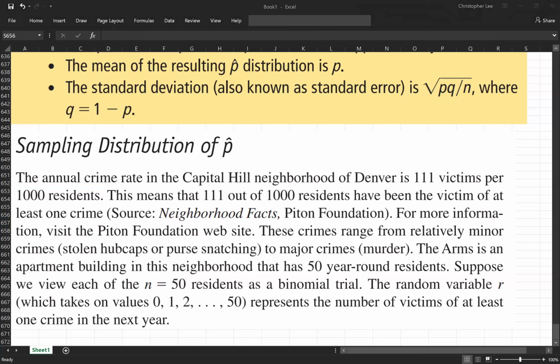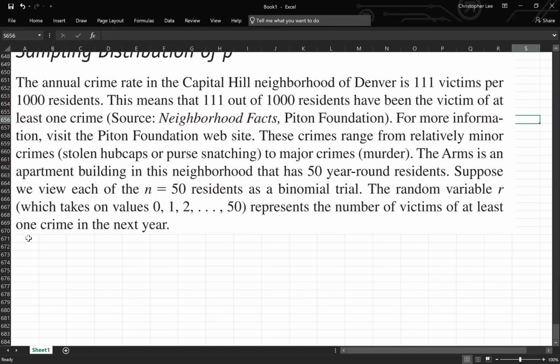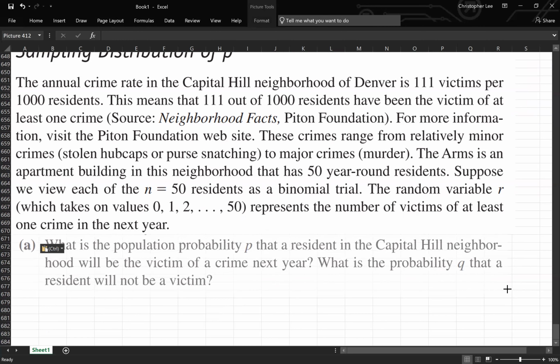So here's what I want to know. Here's the question from the story. What is the population probability p that a resident in the Capitol Hill neighborhood will be a victim of a crime next year? And what is the probability q, failure, that a resident will not be a victim of the crime?